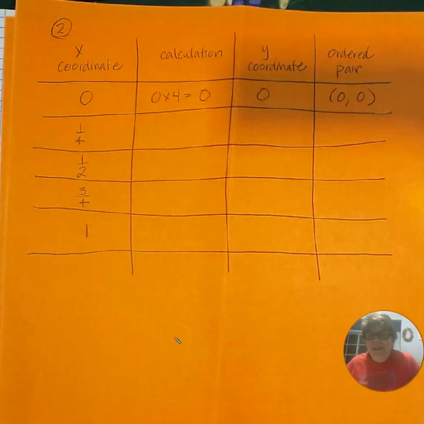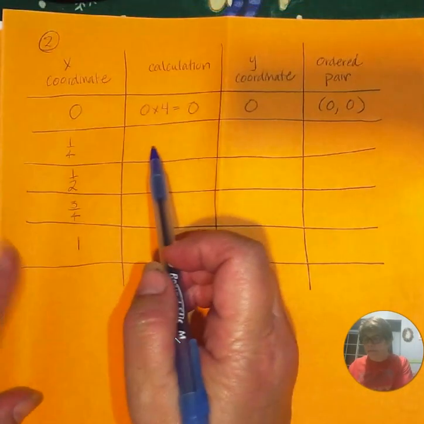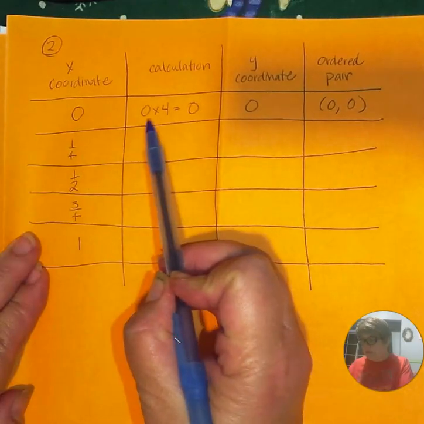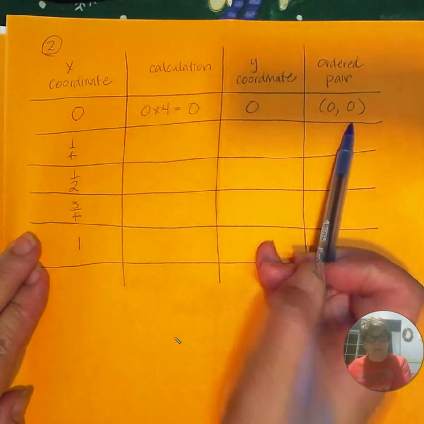All right, here we are in video 3 of lesson 9, module 6, and we're on number 2 of the magnifying glass pages of your Learn book. And the directions say multiply each x coordinate by 4 to get its corresponding y coordinate. So we already know that we're multiplying by 4, and we have this calculation section on the table. So if our x is 0, then 0 times 4 is 0, so our y is 0. So our ordered pair is 0, 0. That one was done for us.